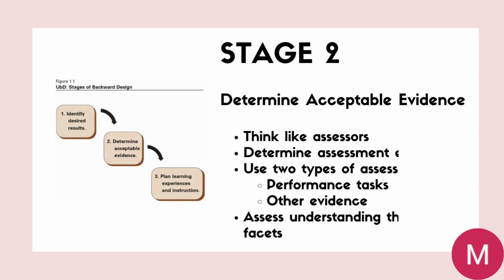In stage two of backward design, we think like assessors. Before planning lessons, make sure that the aligning assessment has the desired results that we found in stage one. We need to determine assessment evidence needed in order to validate that the target learning has been achieved. And through this, you can use different kinds of assessment.